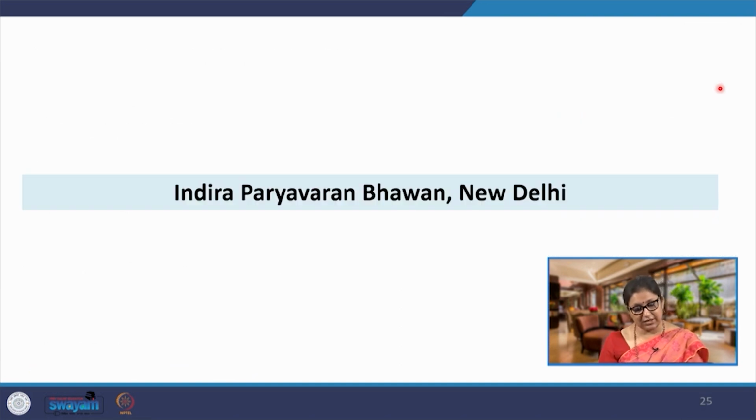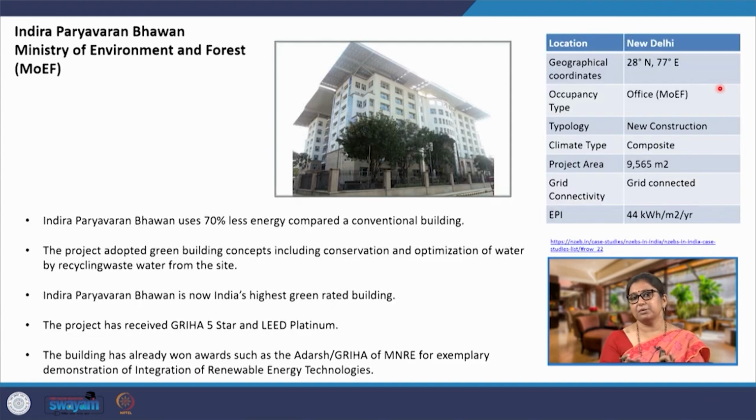The last one is Indira Paryavaran Bhavan, and pretty much the same strategies have been utilized here also. So, this is the Office of the Ministry of Environment and Forest, MOEF. It is grid connected and it was designed as a net zero energy building. Now, this particular building uses 70% less energy as compared to a conventional office building, which is a significant reduction.